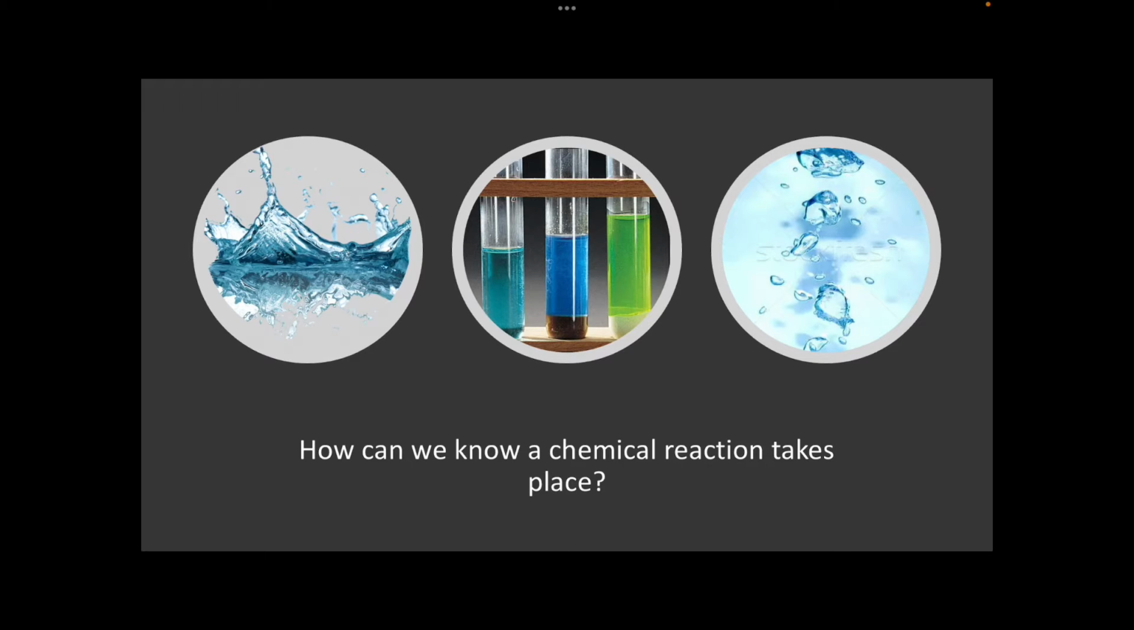In order to answer this question, hopefully you remember that from the previous lecture, we mentioned the chemical driving forces, including the formation of water and the precipitate, and also the gas formation. So actually, when you see the formation of these three chemical substances, we can tell that the chemical reaction happens.